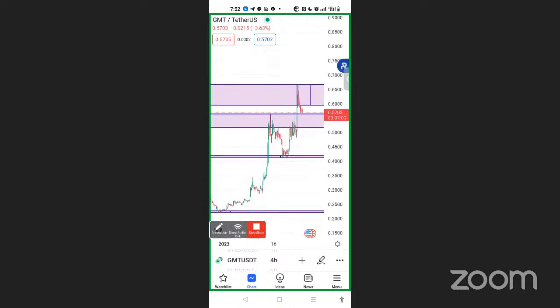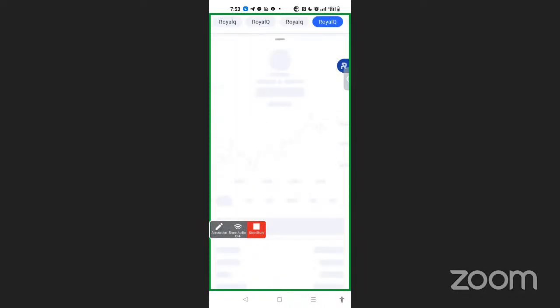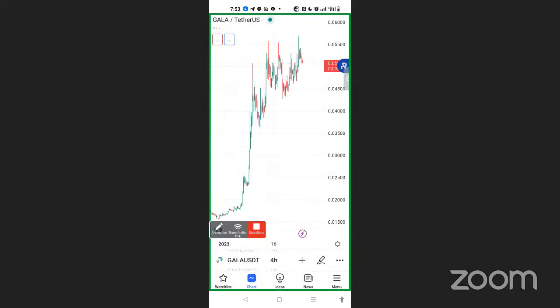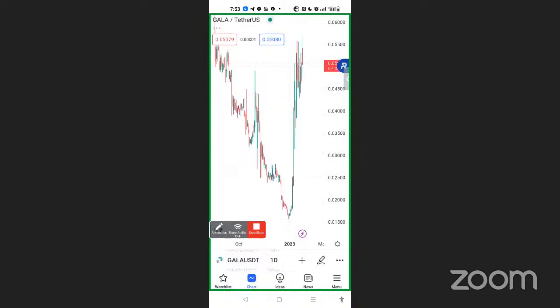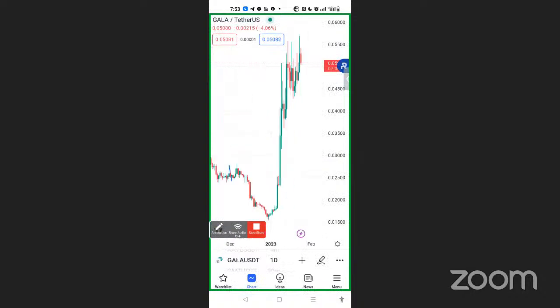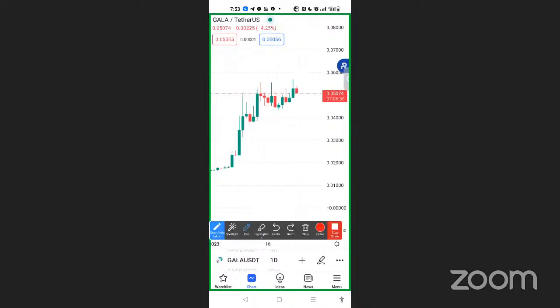Let me change a coin. I'll come back to this and show you again. That was GMT. Let's go to Gala. So the best strategy is to pick the bigger time frame. You choose an area where you want to put your focus. This is 1 day. I'll use this area. I can still use this, but this is also very far. So basically use this area.